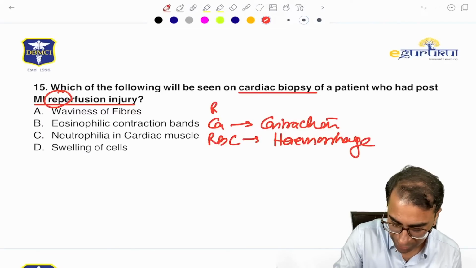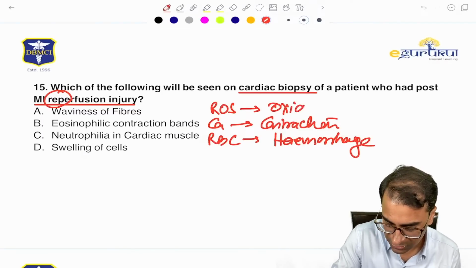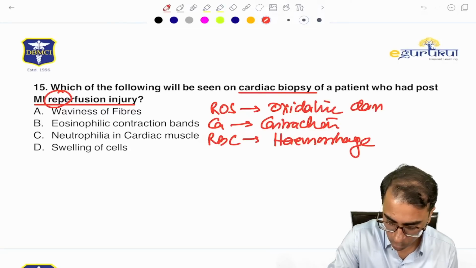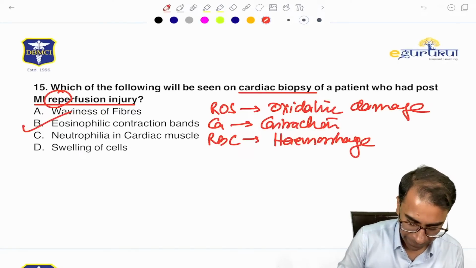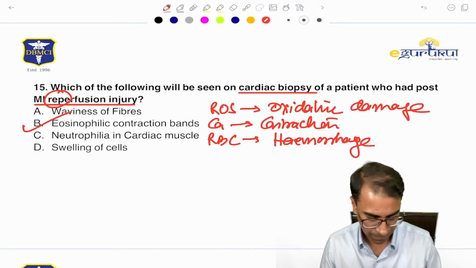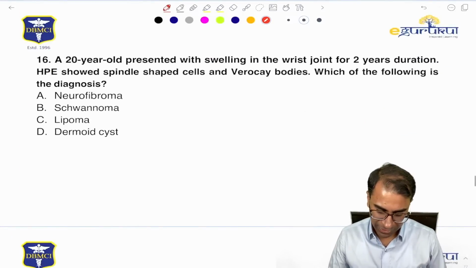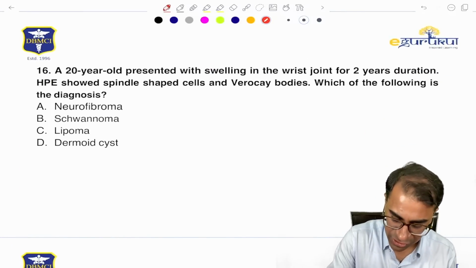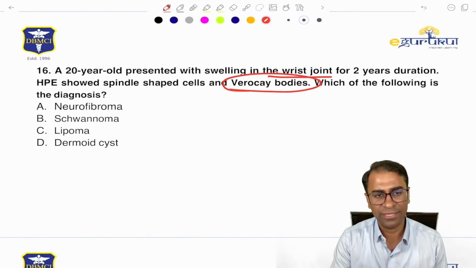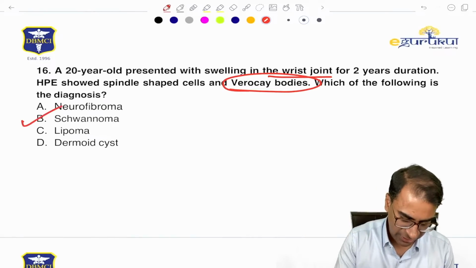And because of the reactive oxygen species, it causes oxidative damage. The whole thing is a finding of reperfusion injury. The answer is B. A 20-year-old presents with a swelling in the wrist and has Verocay bodies. I don't think I need to explain anything. The answer is clear. It's a case of schwannoma.